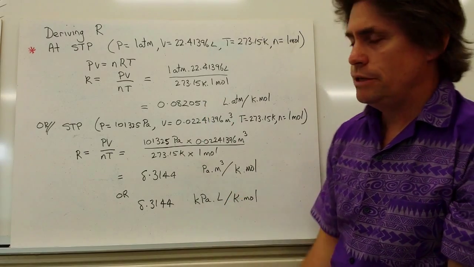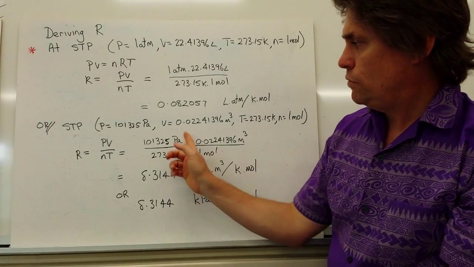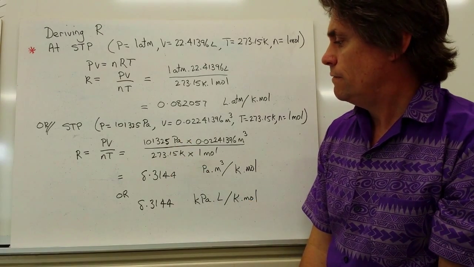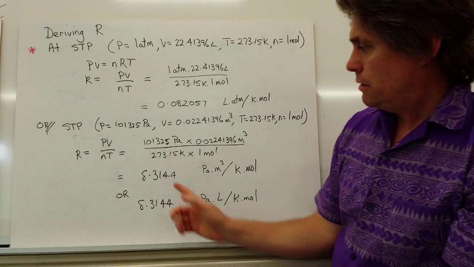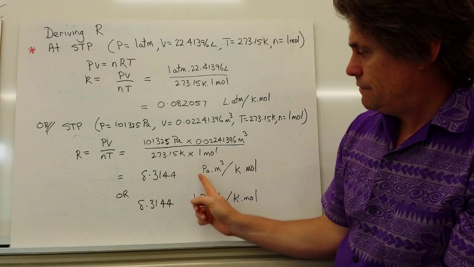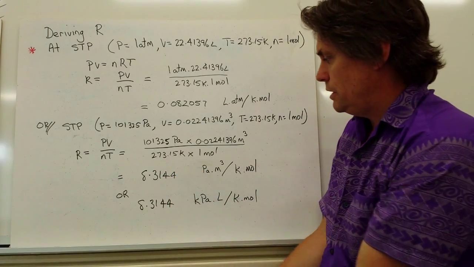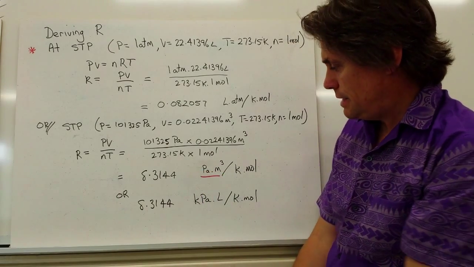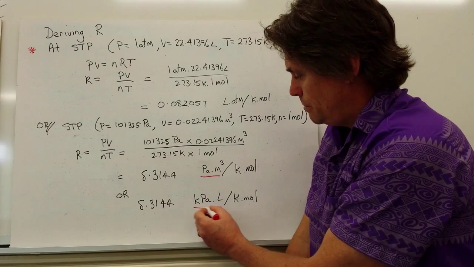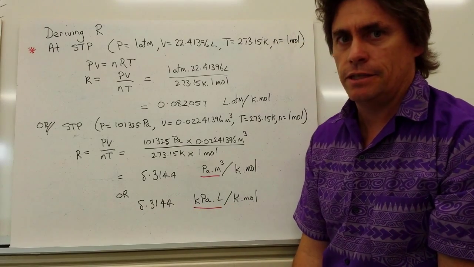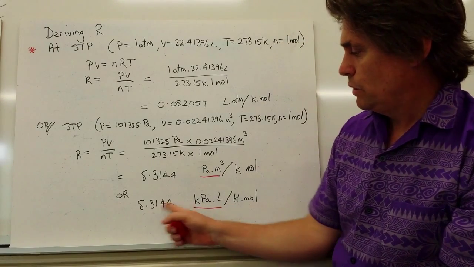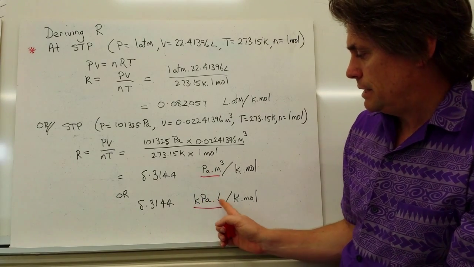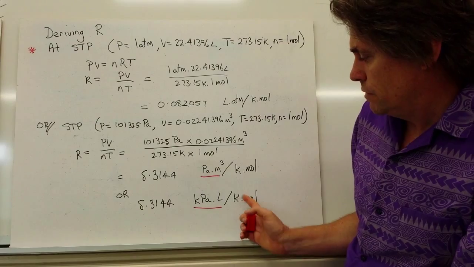So why do we get the two different values? Well, we've used different pressure units, so of course we get a different value. Now, it's important to note at this stage that we don't commonly use pascal metres cubed. Instead, we use kilopascal litres for this particular value. So when we look at this constant, we actually see the units for the constant are kilopascal litres per Kelvin per mole.